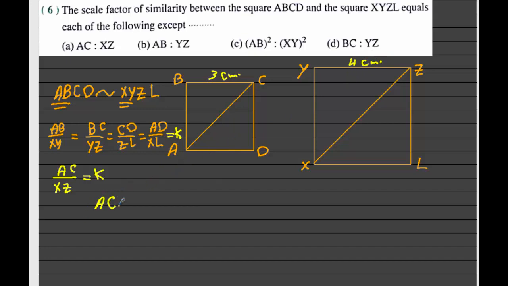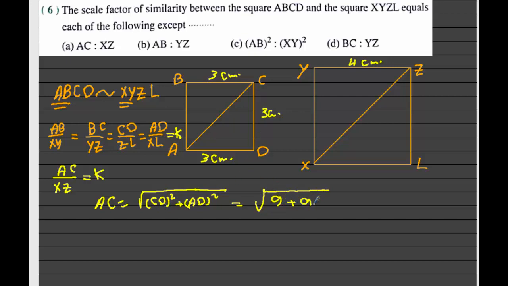What is the length of AC? We have AC equals square root of CD power 2 plus AD power 2. Here we have 3, also here the 3 centimeters. The length of AD equals 3 centimeters. So AC equals the square root of CD square, which is 9, plus 9, which equals root 18. Root 18 equals 3 root 2.